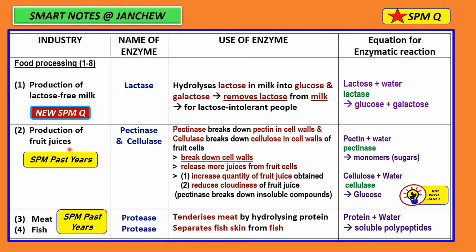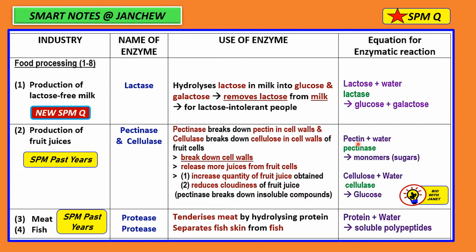So, production of fruit juices. In the production of fruit juices, pectinase and cellulase are used. Pectinase is an enzyme that breaks down pectin in the cell walls, and cellulase breaks down the cellulose in the cell walls of fruit cells. So in this way, when the cell walls are broken down, it will release more juice from the fruit cells. This will increase the quantity of fruit juice obtained and also reduce the cloudiness of the fruit juice as the pectinase breaks down insoluble compounds.